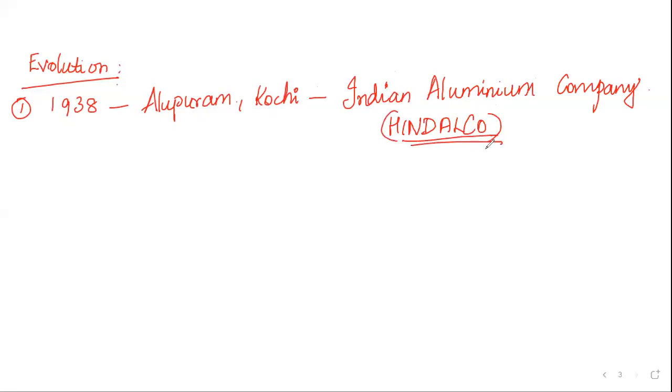Heard of Hindalco? I'm sure you must have heard of Hindalco, Nalco, Valco. These names are important. We will go in the order. Hindalco is Hindustan Aluminium Company. So 1938 was the first time the very first aluminium factory was set up in Kochi, the Alupuram factory. That was the Indian Aluminium Company, Hindalco.